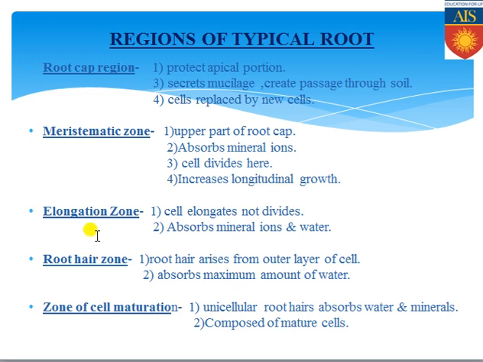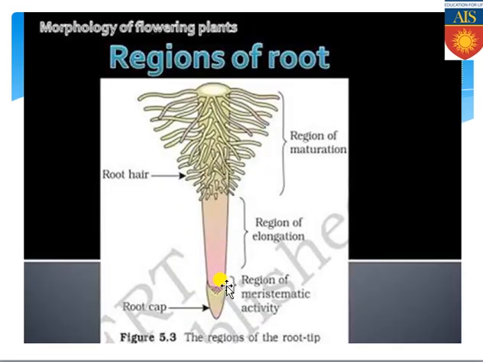Just above the meristematic zone, if you see carefully, there is a lengthier portion known as the elongation zone, because the cells present in this zone are not dividing at all; rather they are elongating in size, and they are responsible for absorbing mineral ions and water. So this zone is considered the elongation zone. You can see just above the region of meristematic activity, there is a pink colored portion. This is the region of elongation, where the cells are not dividing at all, rather they are increasing their length, and overall the length of the root will be enhanced.